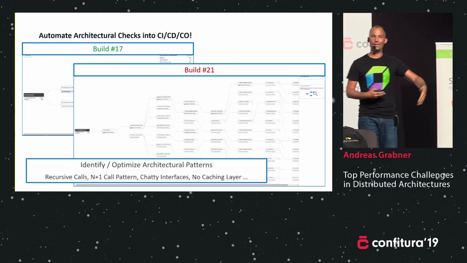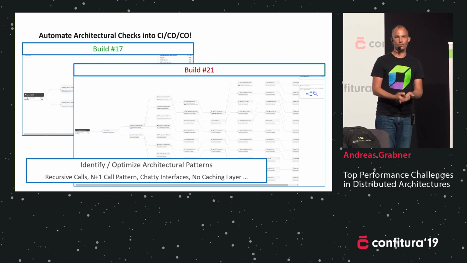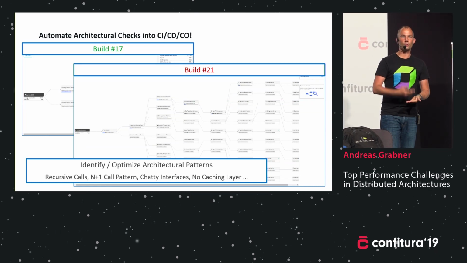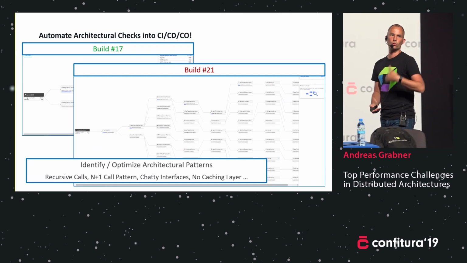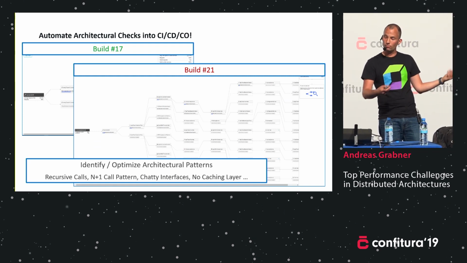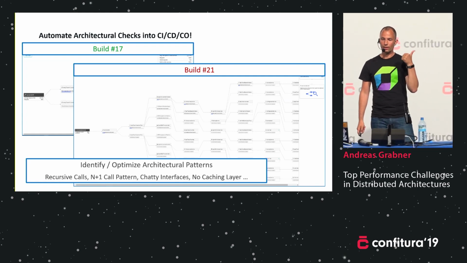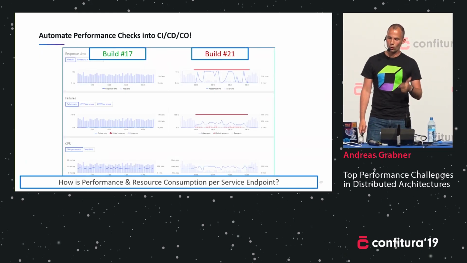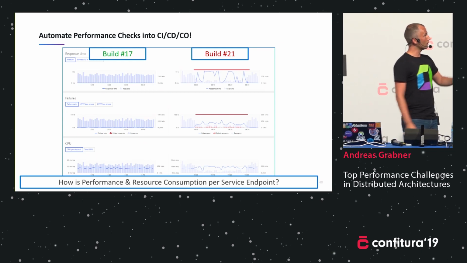When you use Jenkins, run your tests, and then the build should scream, you just introduced the n+1 query pattern, or you're making too many more calls to a service that you didn't call before. Okay? So we can automate the architectural checks. We can also automate performance checks.